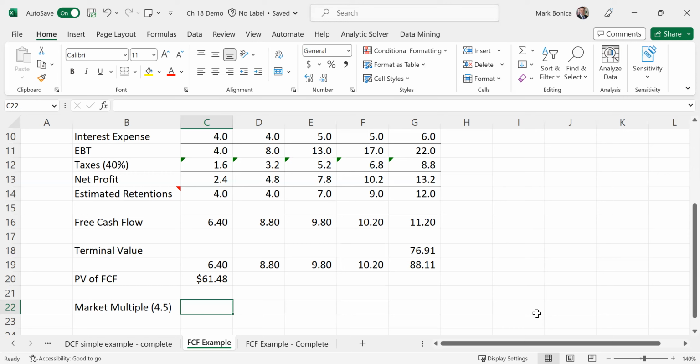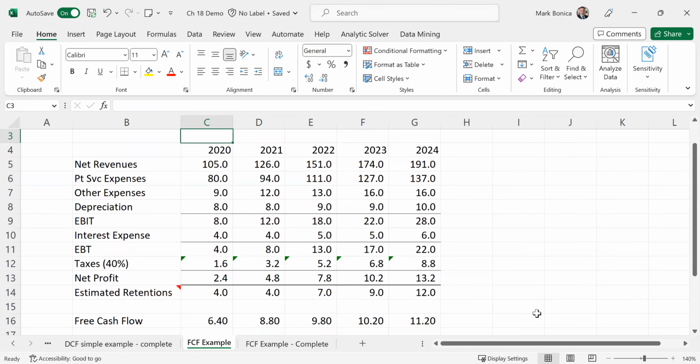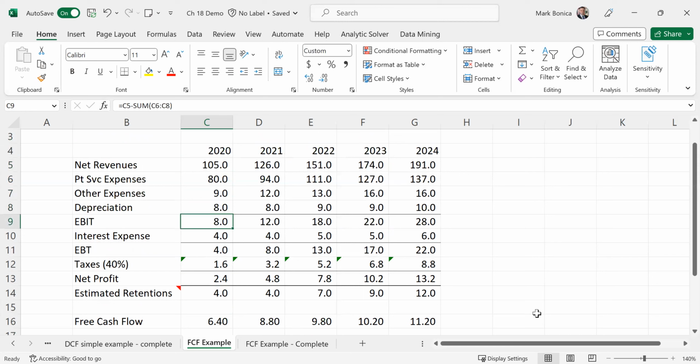Right. So how do we get EBITDA? Earnings before interest, taxes, depreciation, and amortization. Well, we go up here to the EBIT, and we add back the depreciation. So the EBIT is 8. If we've already got earnings before interest and taxes, to get to earnings before interest, taxes, and depreciation, we just add back depreciation. So what would the EBITDA be? Well, if EBIT's 8, what's EBITDA in this case? 16. 8 plus 8, right?